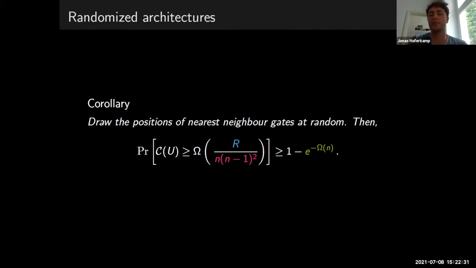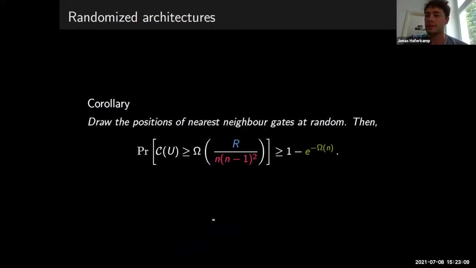Basically, if you consider nearest neighbor gates and pick the positions at random, so you not only draw random gates in a fixed architecture, but in each step, you also draw the pair of qubits that you apply the gate to at random. If you do this and then take the joint probability measure that is generated by this, then the probability of getting a linear lower bound with some inverse polynomial growth rate for the complexity is actually overwhelmingly close to one, meaning that it's exponentially close to one in the system size. N here is the number of qubits.